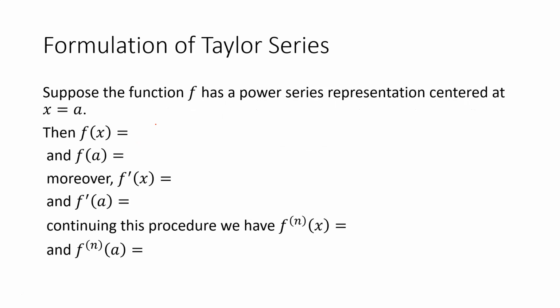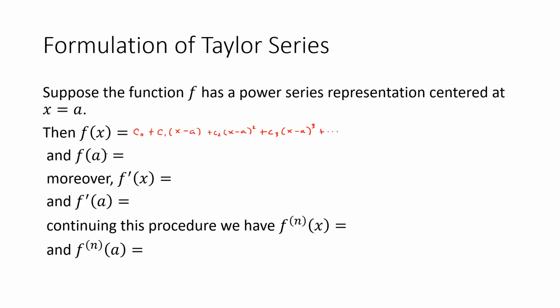But before we get to that basic definition, let's think about how we can formulate a Taylor series. Suppose the function f has a power series representation centered at x equals a. In other words, f of x here can be represented as a power series of the form c0 plus c1 (x minus a) plus c2 (x minus a) squared, and so on, c3 (x minus a) cubed, and this of course would continue.